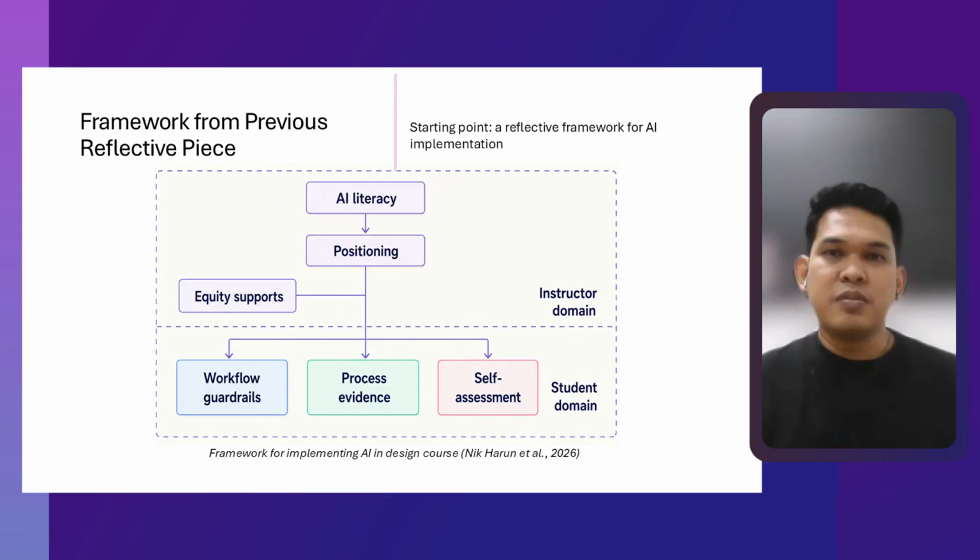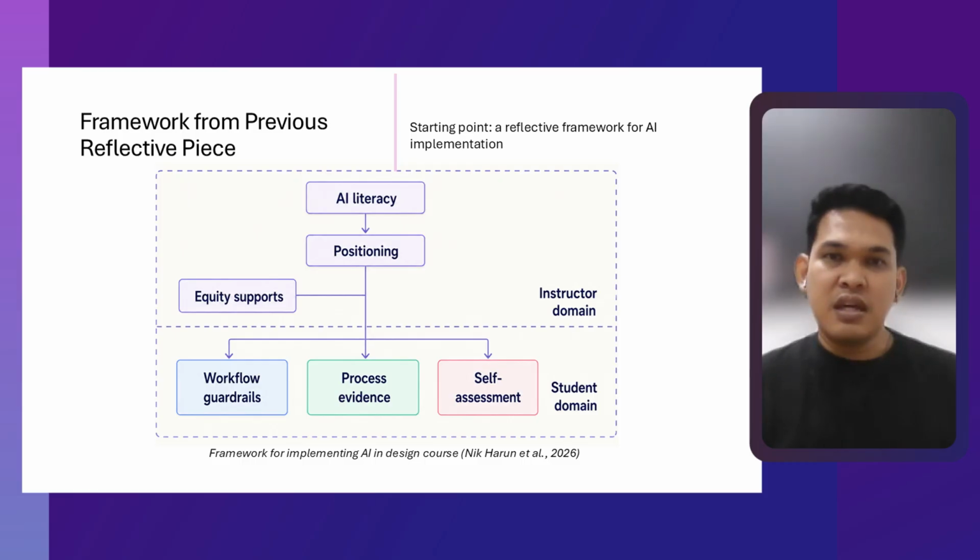This paper builds on a previous reflective framework developed from classroom experience in AI-assisted creativity and design education. The earlier framework identified several important dimensions for implementing AI in design courses. These include AI literacy, positioning, equity supports, workflow guardrails, process evidence, and self-assessment. At the center of this framework is student creative agency.